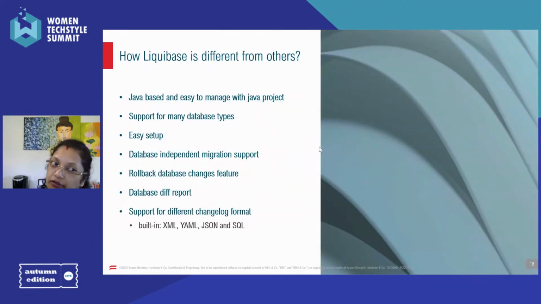Now, how is Liquibase different from others? It's Java-based. It's easy to manage and integrate with Java projects. It does support many different database types. It's easy to set up. It does provide database-independent migration support and rollback of database change features. It does provide a database diff report, and it supports different changelog formats. It has built-in support for XML, YML, JSON, and SQL.